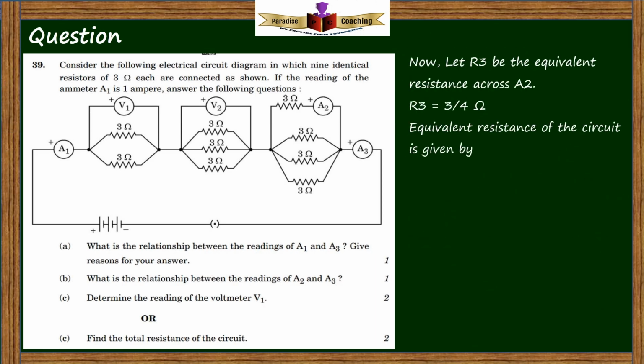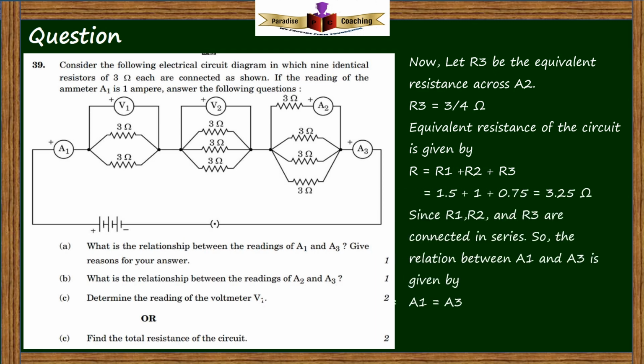Now, R3 has 4 resistors of 3 ohm in parallel. Hence R3 is 0.75 ohms. Total resistance is R1 plus R2 plus R3. Since R1, R2, and R3 are in series, A1 equals A3 equals 1 ampere.